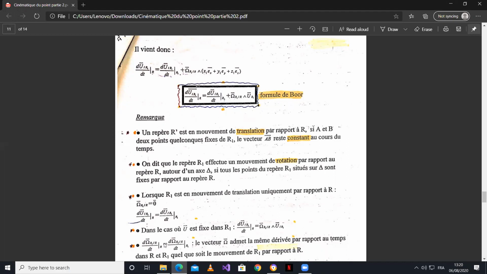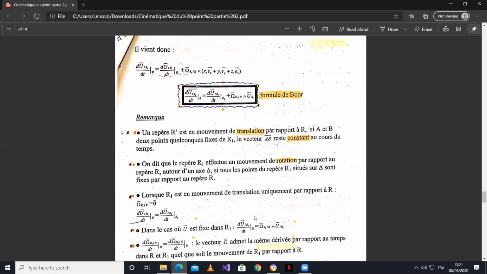And then, dans le cas où U est fixe dans R1, so if U is fixed dans R1, we cannot derive it in R1 because it's fixed in that referential. So it's going to be equal to 0. So this term there is going to be 0, and we'll just be left with this term.